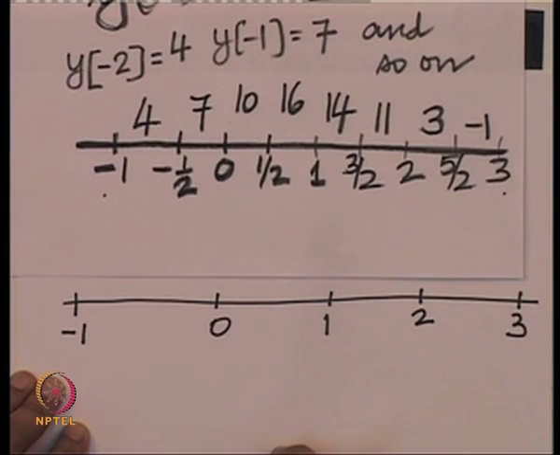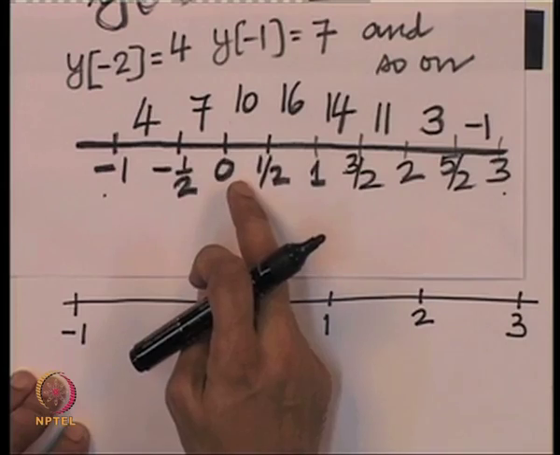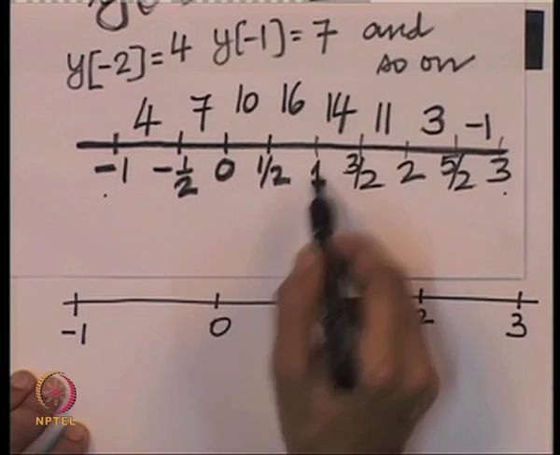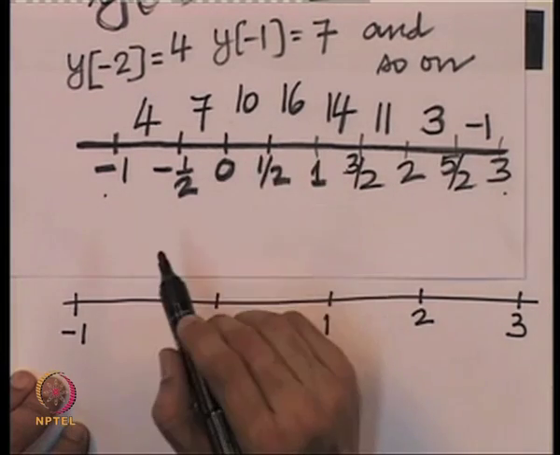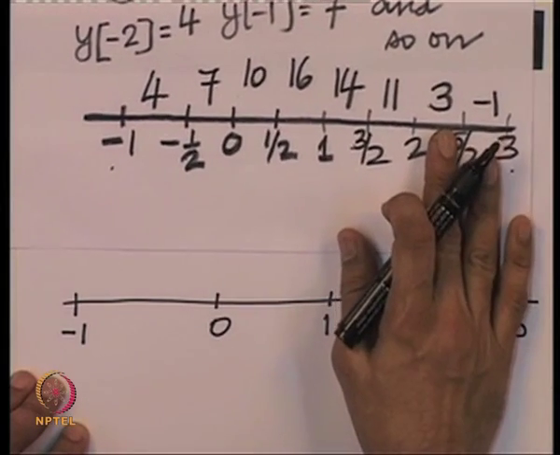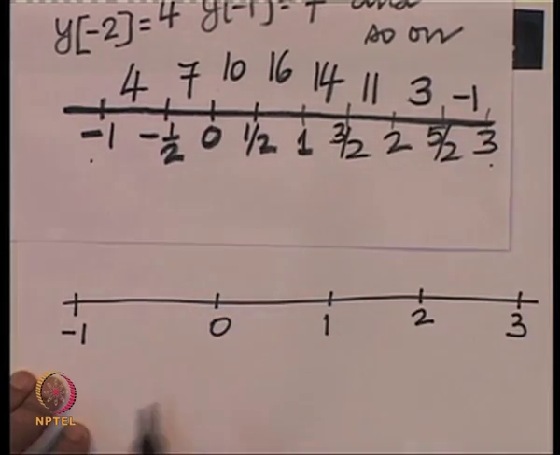Let me keep this for reference on top. Now, between minus 1 and 0, as we see, the projection would be 4 plus 7 by 2. Between 0 and 1, the projection would be 10 plus 16 by 2. So, let us put down the values. I will keep this for reference on top and put down the values here.